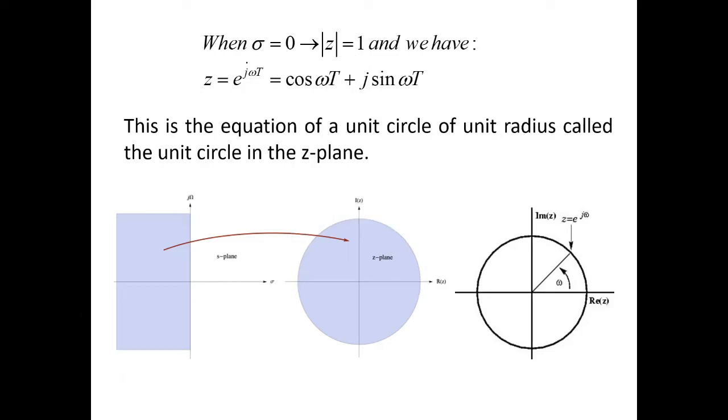Now if your sigma is less than 0, it maps into the unit circle, within the unit circle. If it is greater than 0, then it is outside this unit circle. Okay. So this is how the Laplace transform plane, or the S plane, maps into the Z plane.